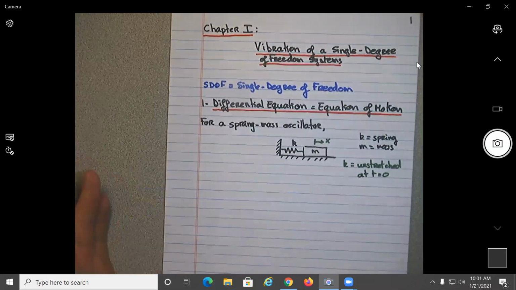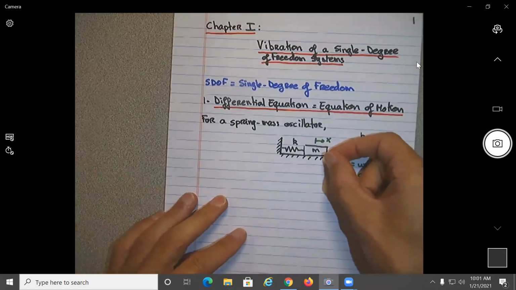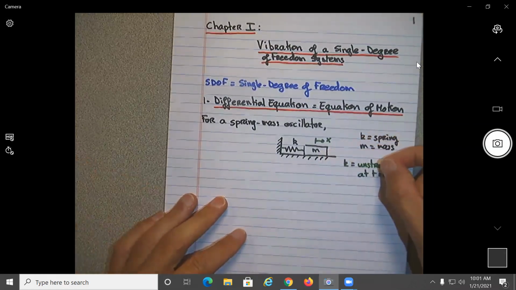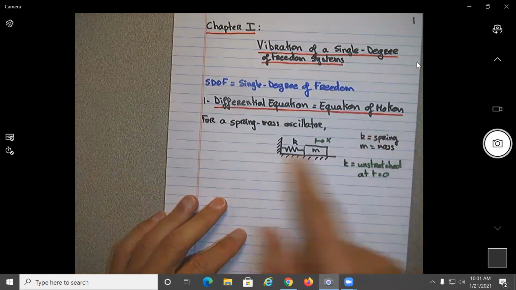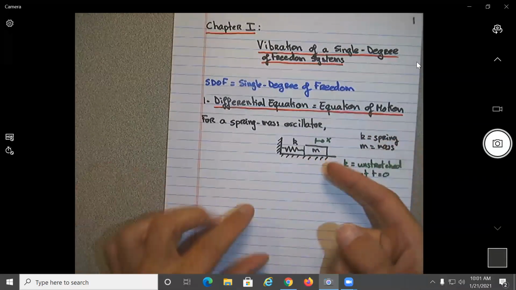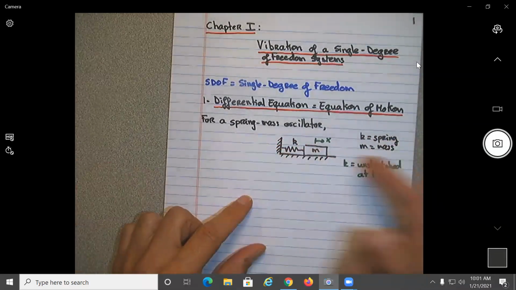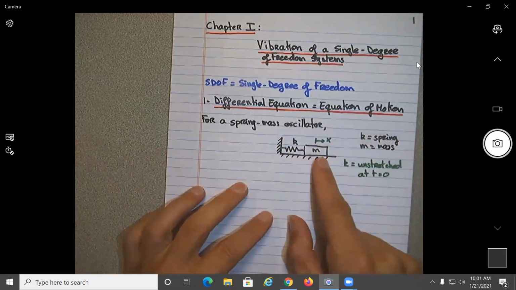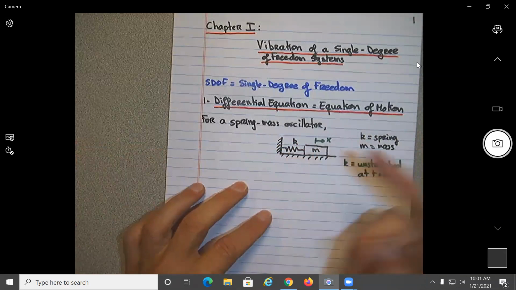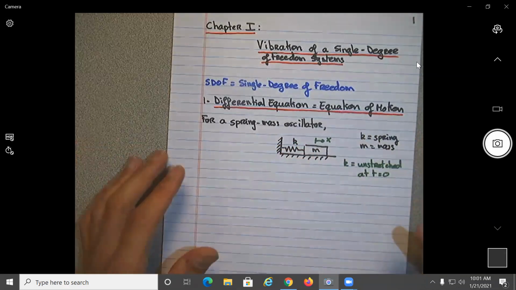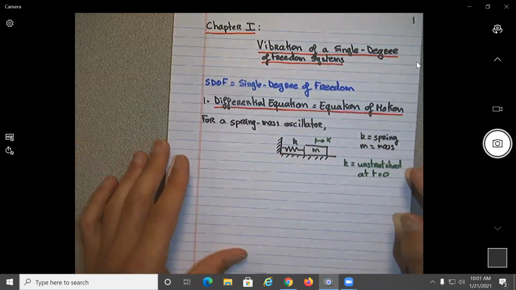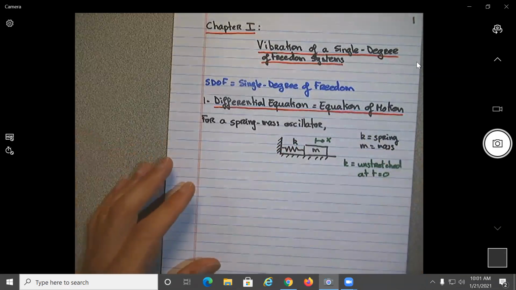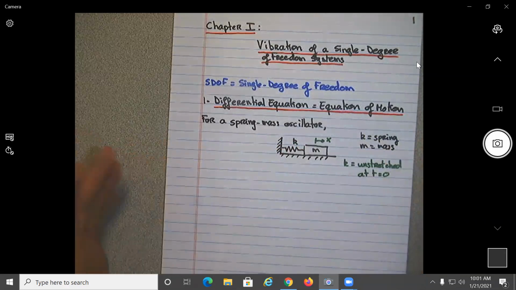Okay, so what type of problem is this modeling? What's going to happen if you pull on this little mass and let go? It's going to start oscillating. Or if you compress it and let it go, it's going to start to oscillate. And if there was no friction, this could go theoretically forever. No? Okay.